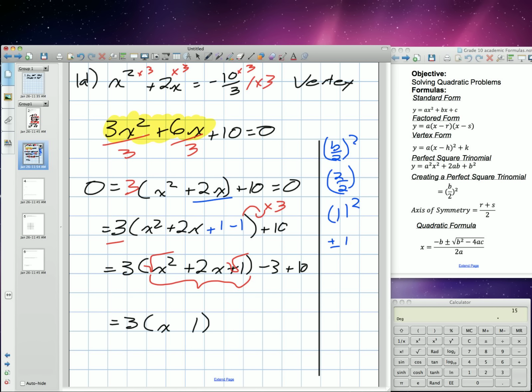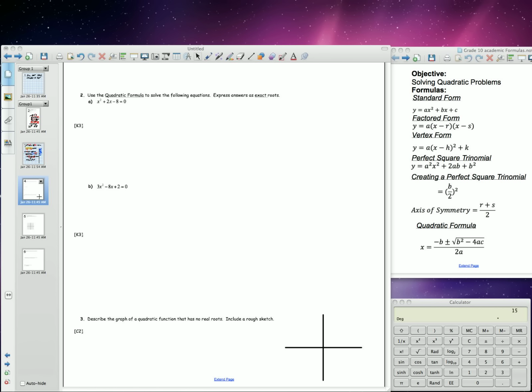Now we go to factor these brackets. The easy way to factor it is to square root the first and the last term. So we have 3x, square root of 1 is 1. We bring the positive sign down, it is squared. Negative 3 plus 10 is positive 7.